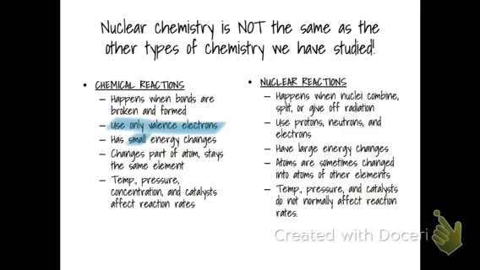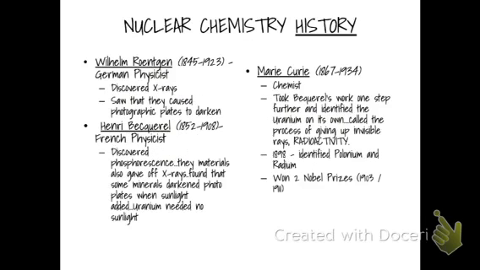Things that classify nuclear reaction. It happens when nuclei combine, split, or give off radiation. It can use protons, neutrons, and electrons, not just valence electrons. They have very large energy changes. Atoms are sometimes changed into atoms of other elements, and temperature, pressure, and catalysts do not normally affect reaction rates. So there are some noticeable differences there.